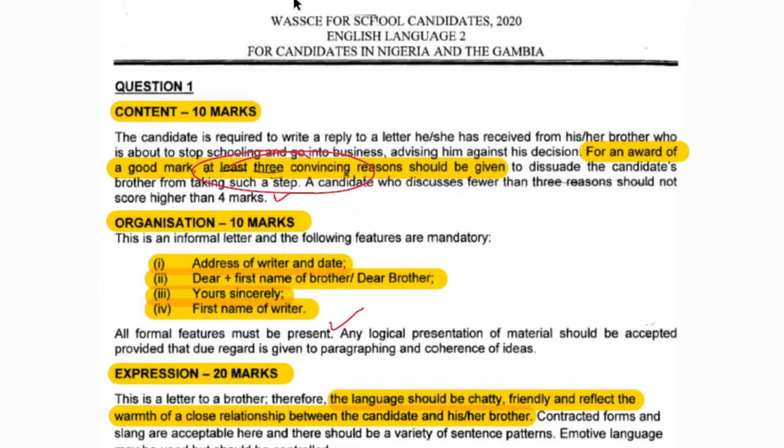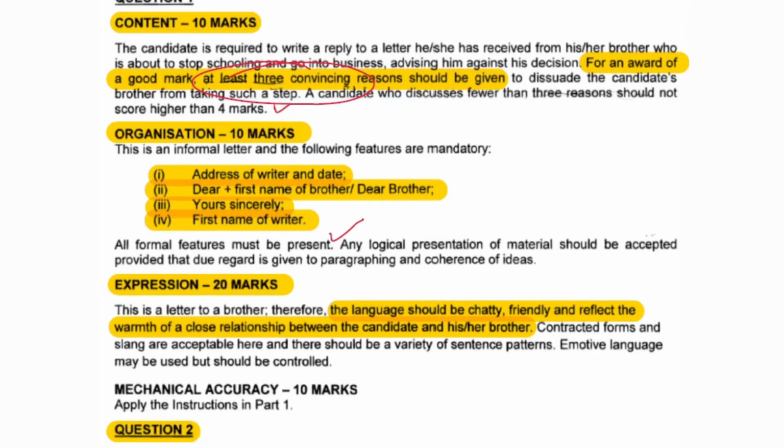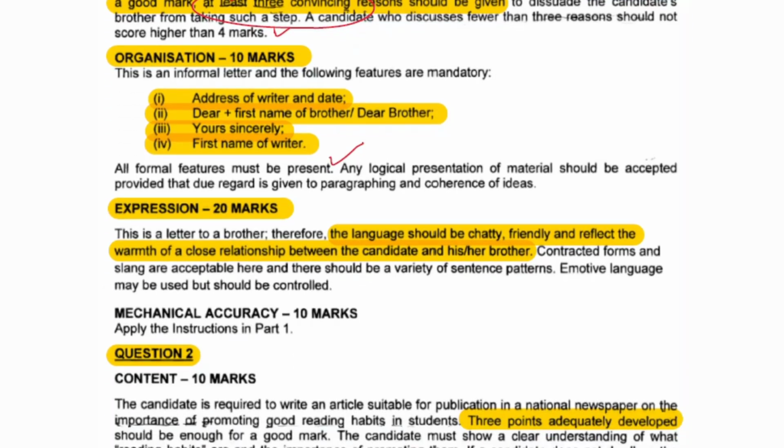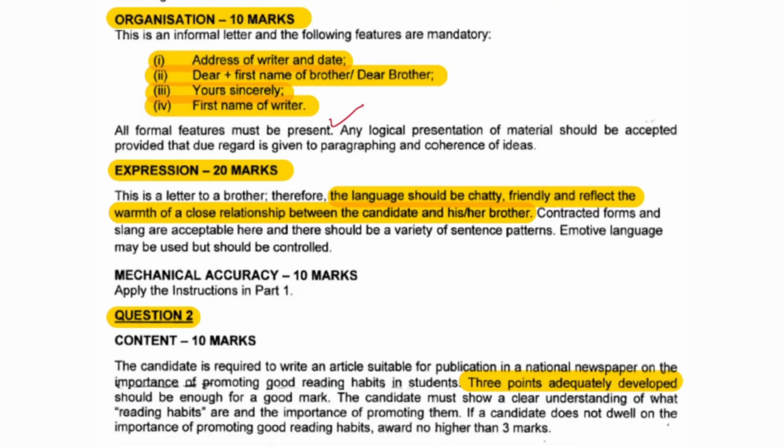All right, so for your expression in this particular exam, it is a letter to your brother, so your language must be chatty, it must be friendly, and it must reflect the warmth of a close relationship between you that you are writing and your brother that you are writing to. You don't need to be strict and very rigid. You can put in some at least jovial.